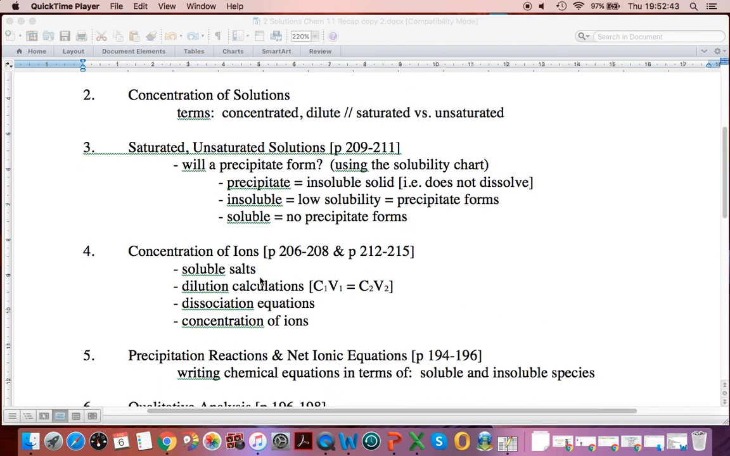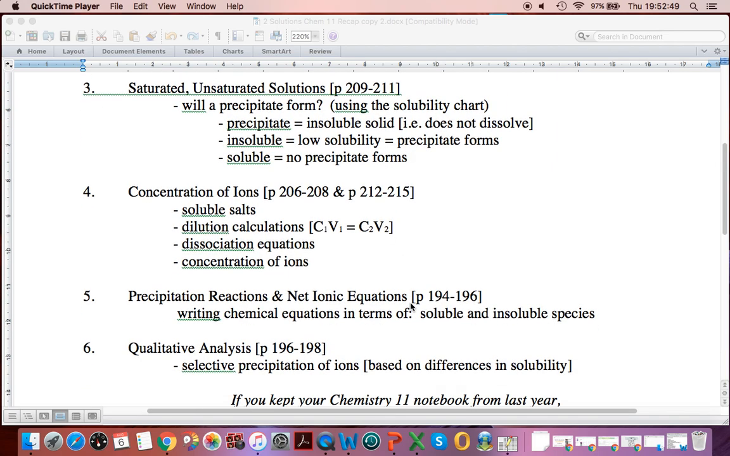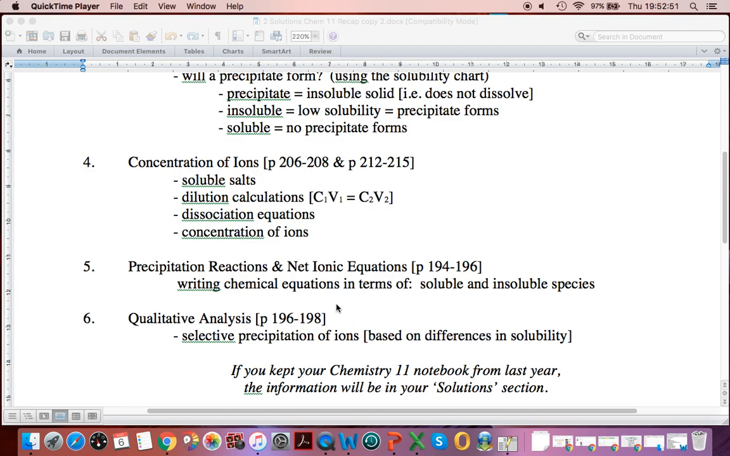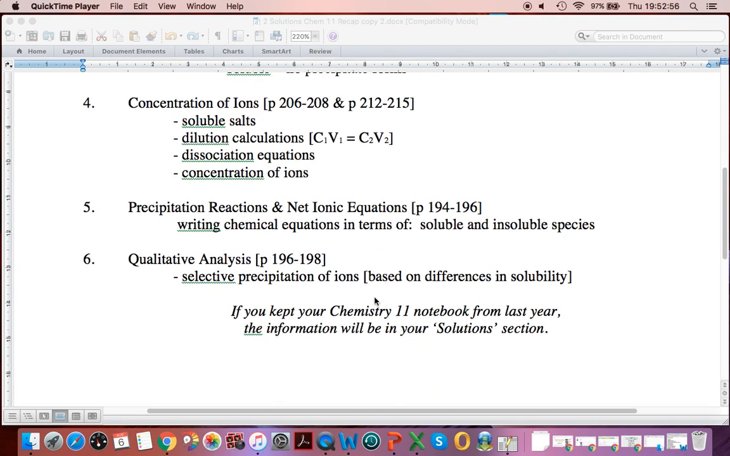You should know calculations involving figuring out the concentration of ions. That should be pretty straightforward. Precipitation reactions and net ionic equations should also be pretty straightforward from last year. The hardest section seemed to be qualitative analysis, where I'd give you a mixture of ions and say, pull them out one at a time. And that meant you really have to understand your solubility chart.